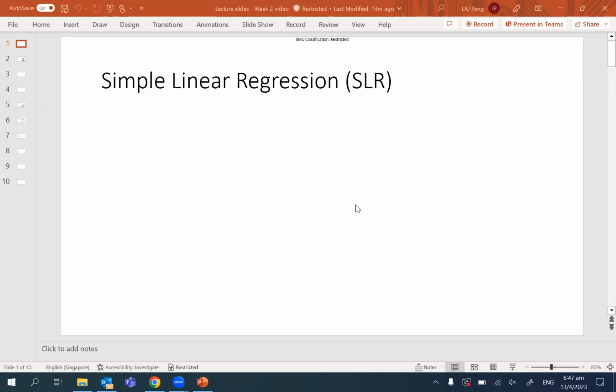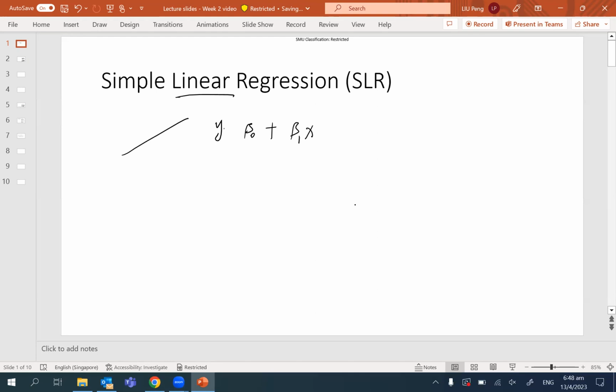Simple linear regression is the simplest form, so we just talk about the linear part. Linear means that it is a straight line. As we recall from high school knowledge, the way we represent a linear line is by two coefficients: the intercept, which we denote as beta 0, plus the slope beta 1 times the independent variable x, and we denote it as y.